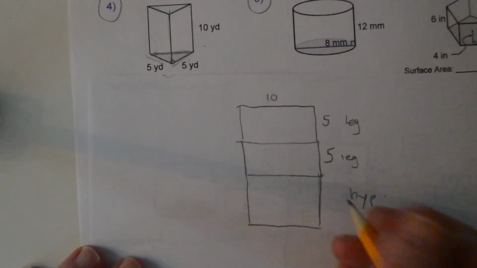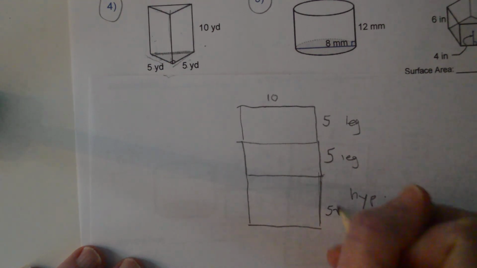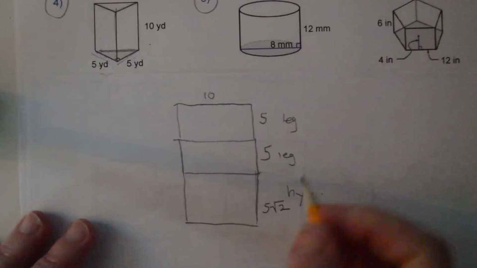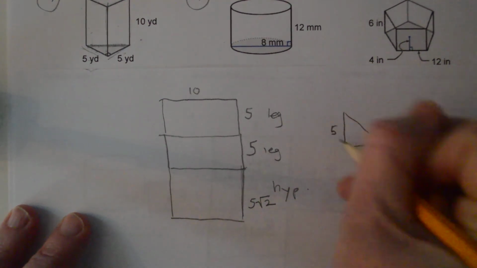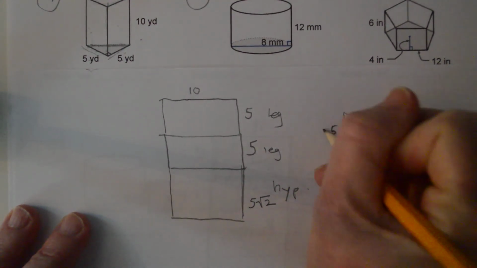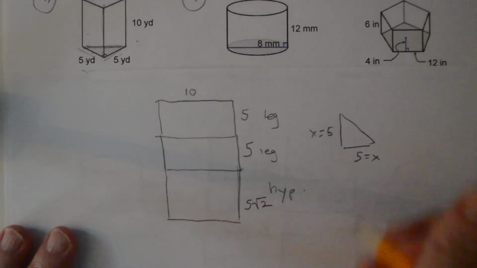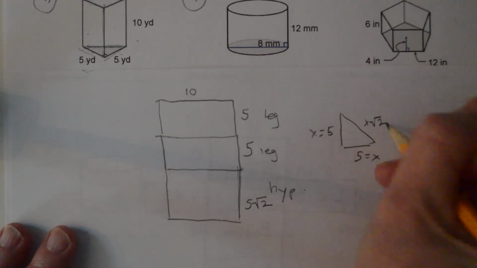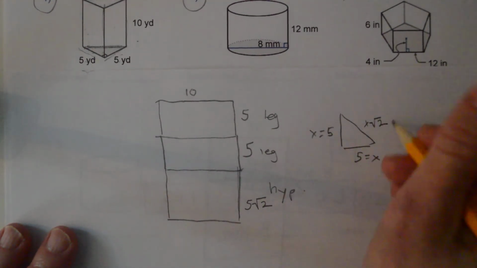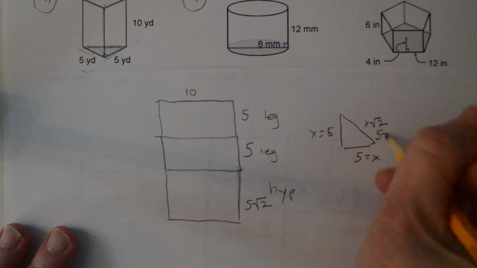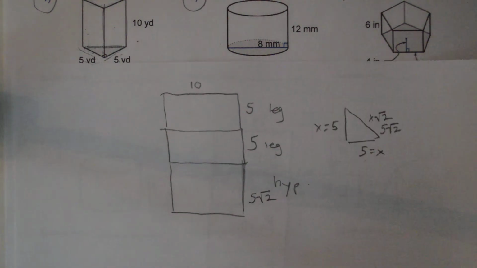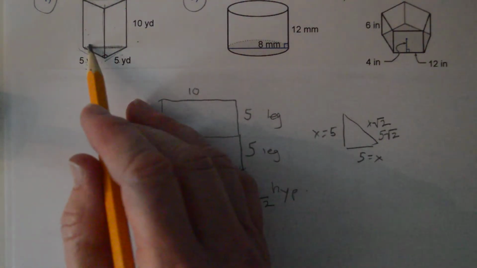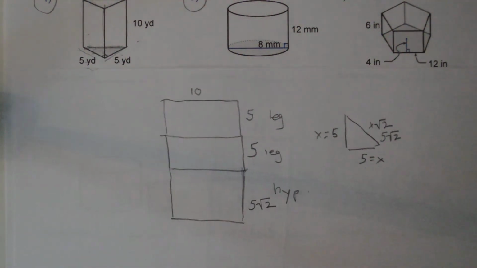All right, if you came up with 5 root 2, you are exactly correct, because if we draw that triangle, 5 and 5, remember we call this x and this x, and then this would be x root 2. So since x is 5, it's 5 root 2. Now, if you forgot about that, if you didn't feel like thinking about it that way, you could always do Pythagorean theorem to find the length of that hypotenuse.